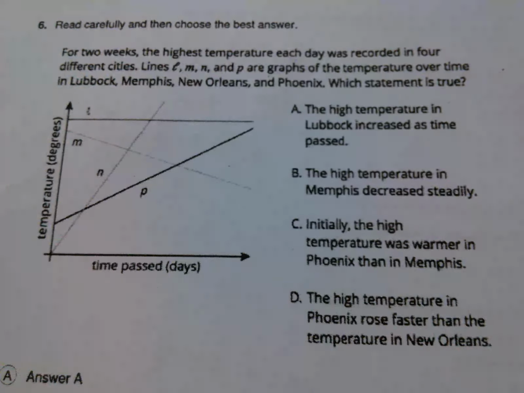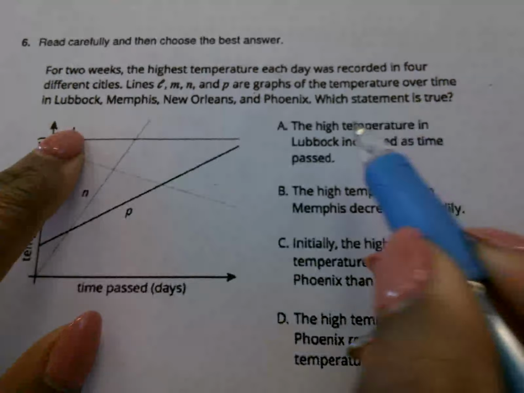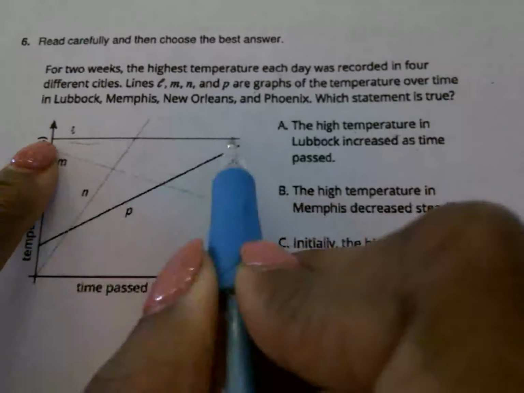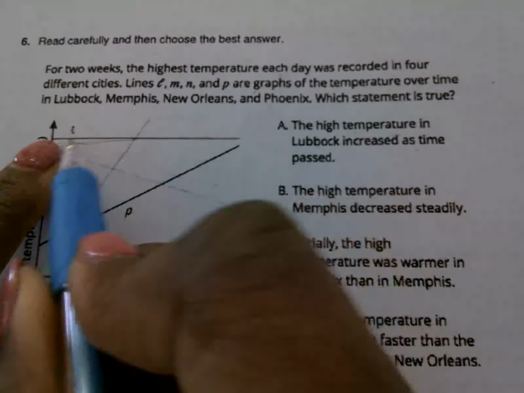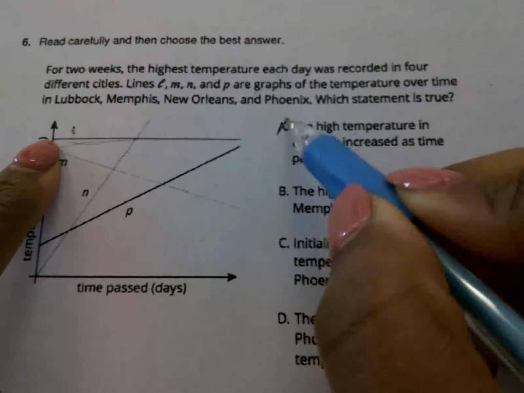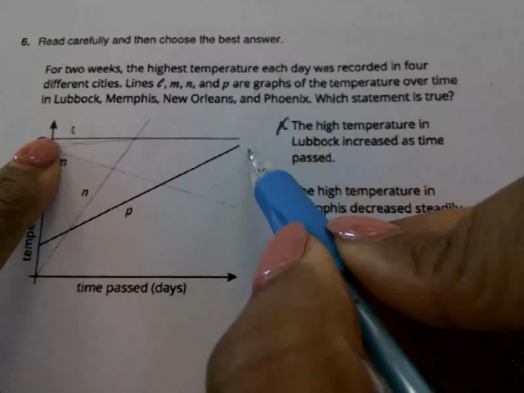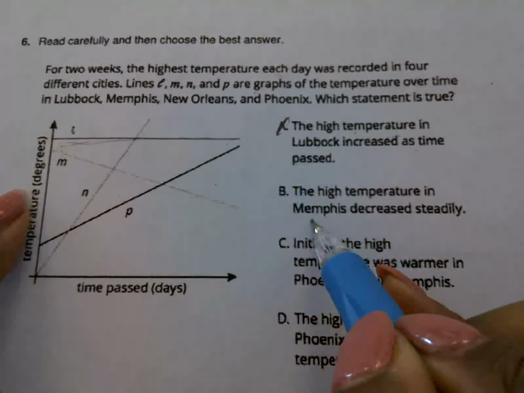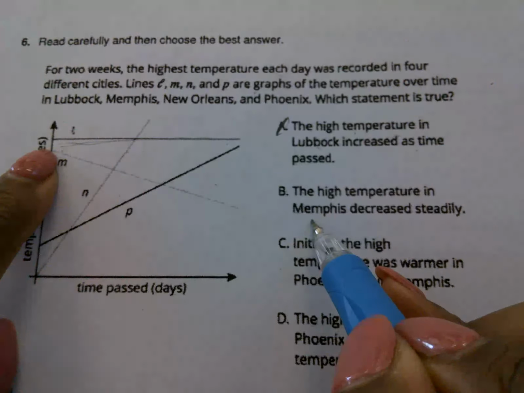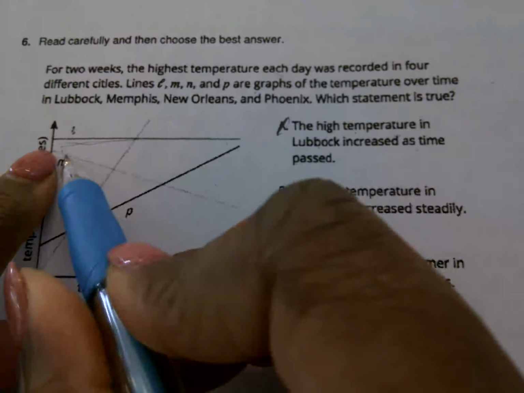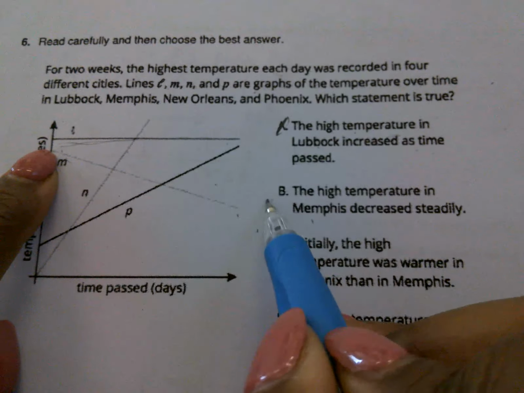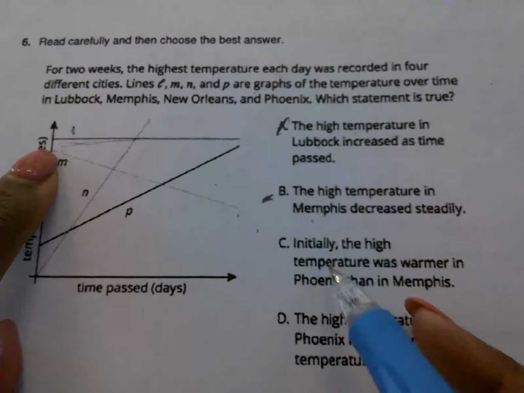The high temperature. Okay, notice how these letters all start with this one right here. The high temperature increased. This is L. This temperature didn't decrease. This temperature stayed the same. So that's why A is not true, because the temperature didn't change the whole time. For B, Memphis, that's M. This is Memphis right here. Decreased at a steady rate. Yeah, that line is going down. So it decreased at a steady rate. This so far is the best answer.